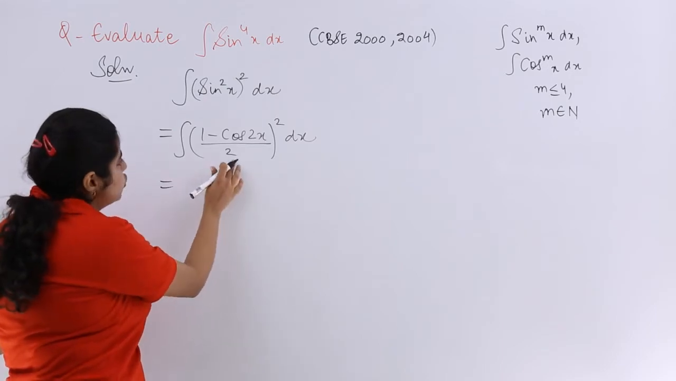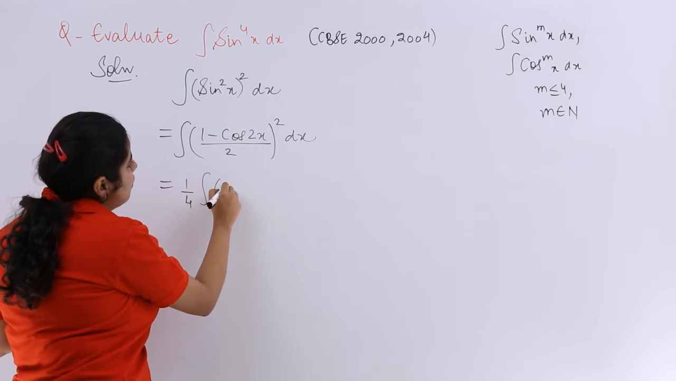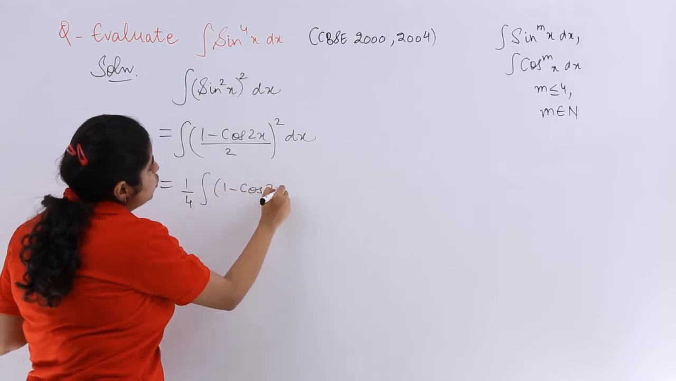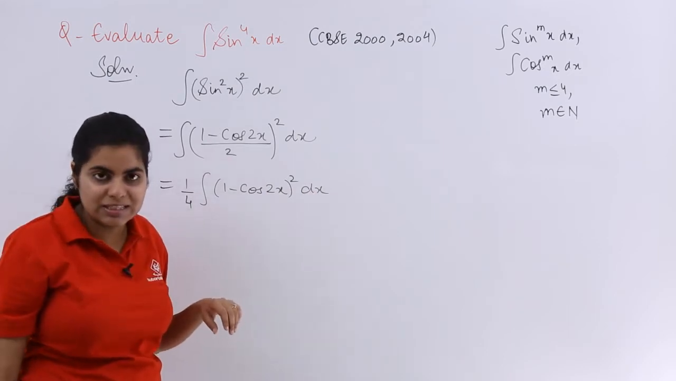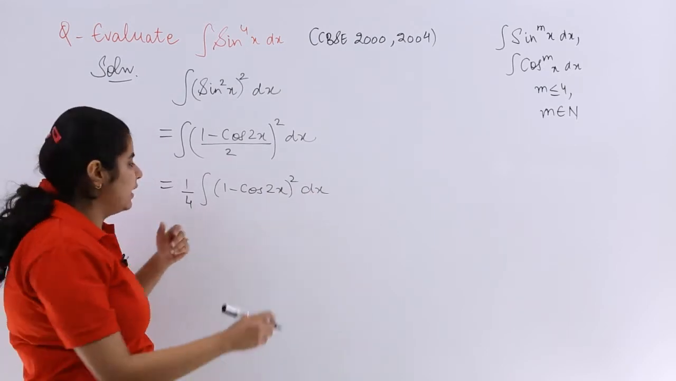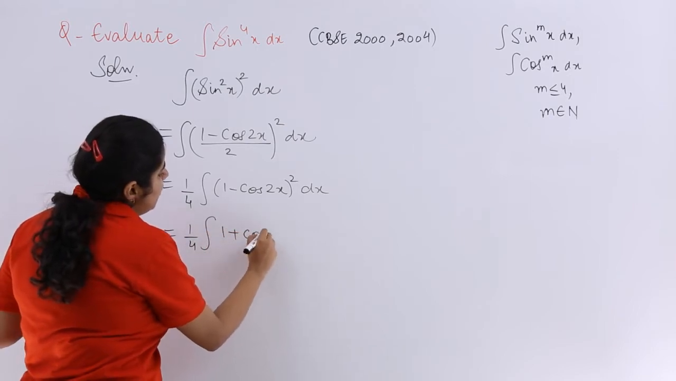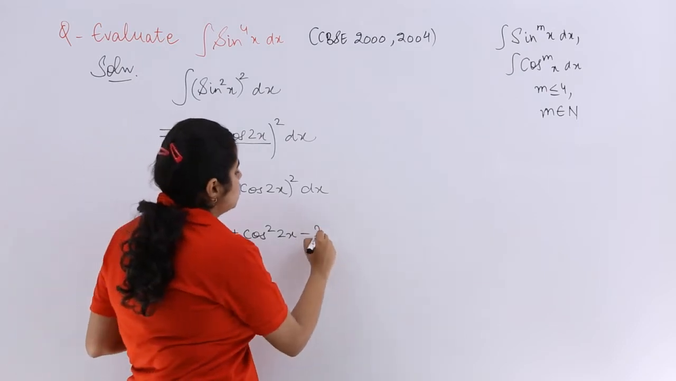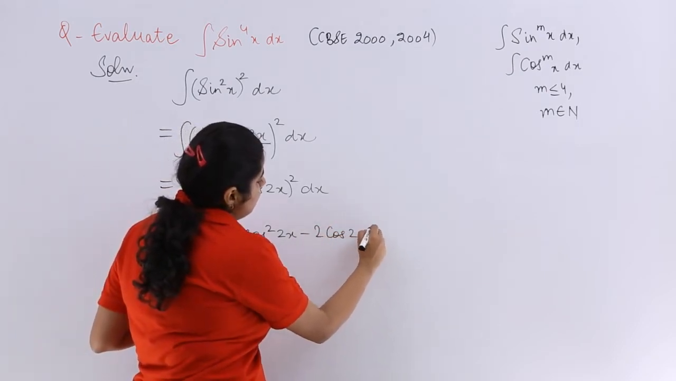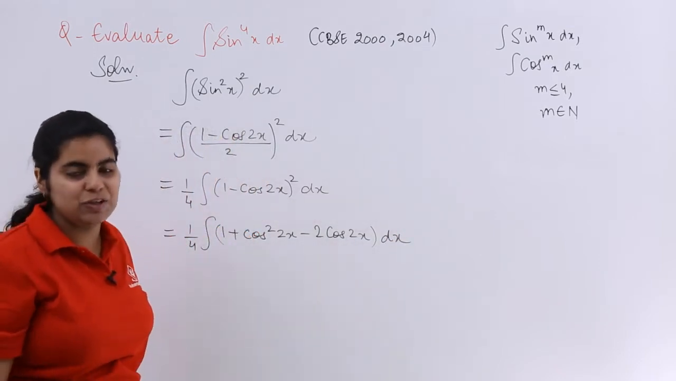Now, certain things can come out common. Let us take it out. 2 square is 4, so 1 by 4 is common, and it is nothing but (1 minus cos 2x) whole square and then dx, right. Now, let us open this whole square, it will become very easy for us to solve. 1 by 4 integration of 1 plus cos square 2x minus 2 cos 2x, then you have to finally integrate with respect to x.